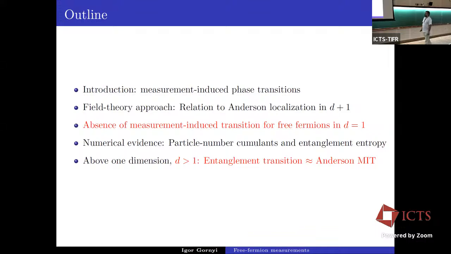And I will show you that there is no measurement-induced transition for free fermions in dimension 1. And at the end of my talk, I will discuss free fermionic systems in dimensions above 1 dimension. And there is an entanglement transition induced by measurements. And this transition is very similar to the Anderson metal-insulator transition.